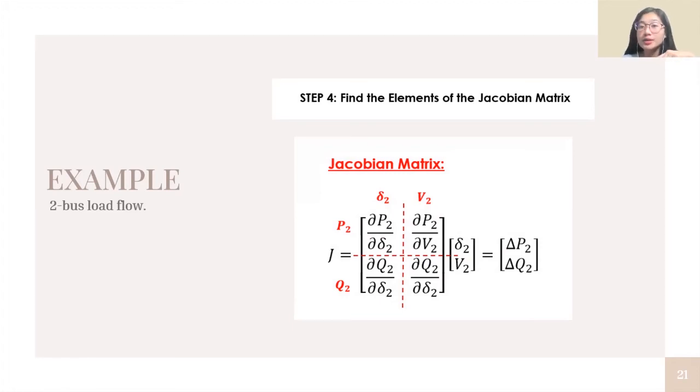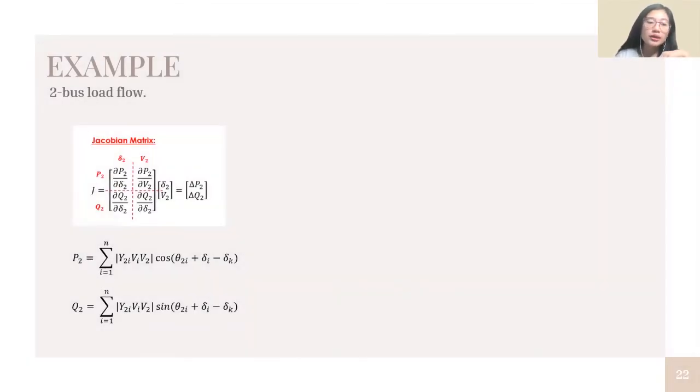Parang pinapakita lang dito on how to form our Jacobian matrix. Here, we are to solve for the elements of the Jacobian matrix by means of these four formulas, wherein we are to do partial differentiation: partial differentiation of P2 over delta 2, of P2 over V2, of Q2 over delta 2, and of Q2 over V2. Now the question is, what are the formulas to be used in the next step? We are not going to do the partial differentiation step by step. We are now basically knowing the concept that from these equations, P2 and Q2, we have to do partial differentiation.